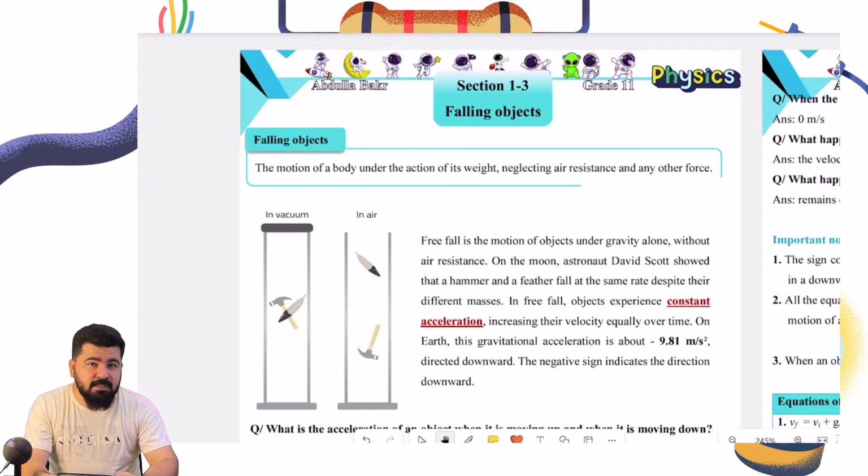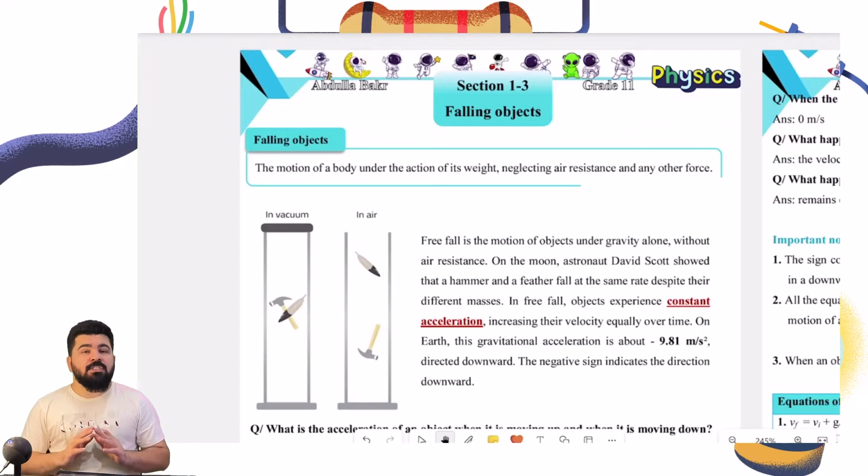Now in the previous lesson we finished uniform acceleration, which had 4 equations, and we solved many problems for each one of them. In this lesson we'll be covering falling objects and free fall.